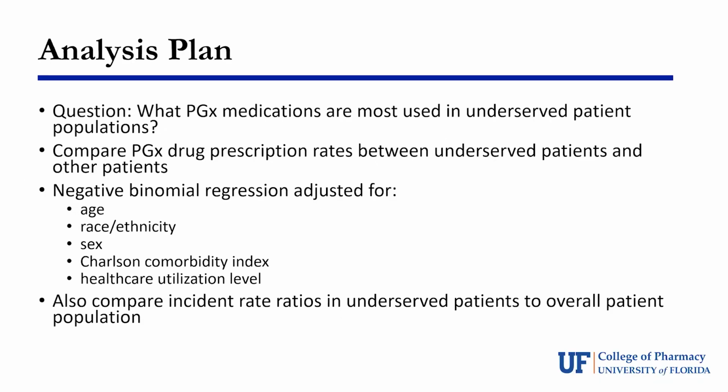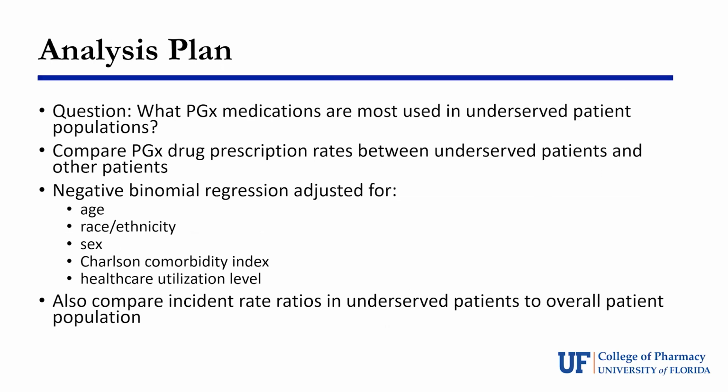And so our analysis plan, well, the first big question is what PGX medications are most used in underserved patients. Basically what we're going to do is compare prescription rates between underserved patients and other patients. Our plan is to use a binomial regression. We're going to adjust for these covariates because there are some things that we think could confound.